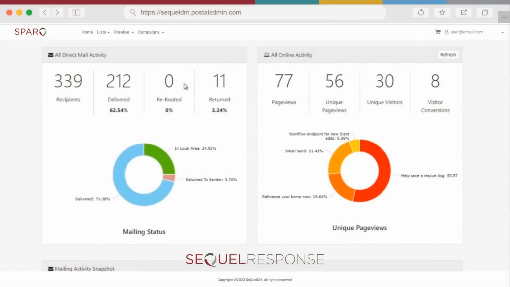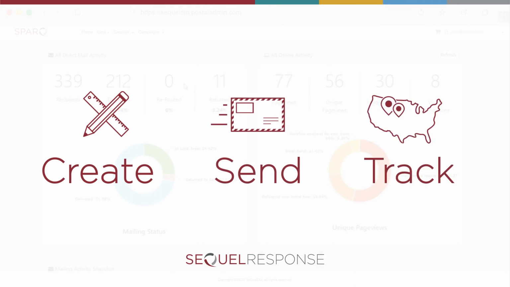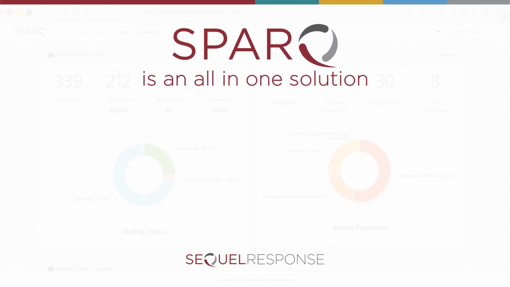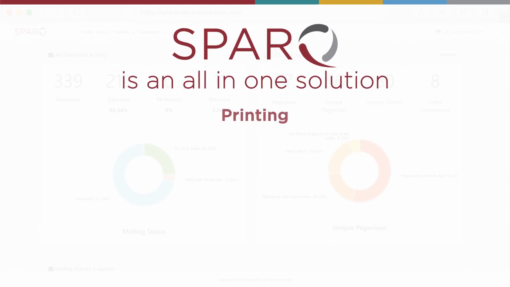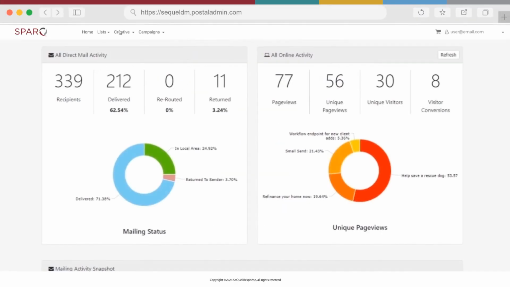Here's how it works. SparQ makes it easy for you to create, send, and track high-quality postcards and letters. We use a nationwide print and delivery network to intelligently route your mail based on address. SparQ is an all-in-one solution. We handle the printing, sorting, postage, tracking, delivery where available, and online response generated by each mail piece.